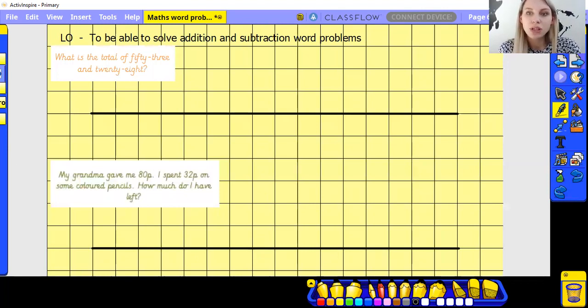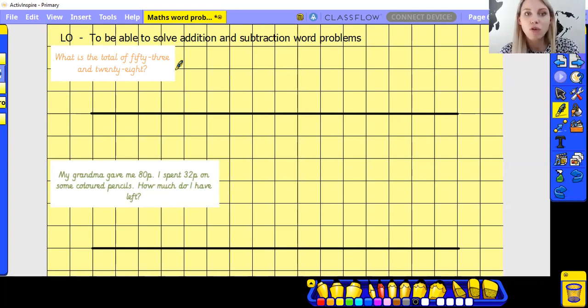So when you're using your number line today, you need to figure out which side of the number line you need to start on. So if you are adding, you start on the left because you want your numbers to get bigger. And if you are subtracting, you will need to start on the right-hand side of your number line so that your numbers can get smaller.